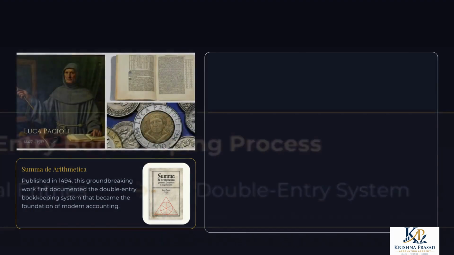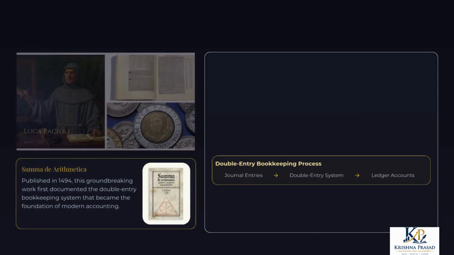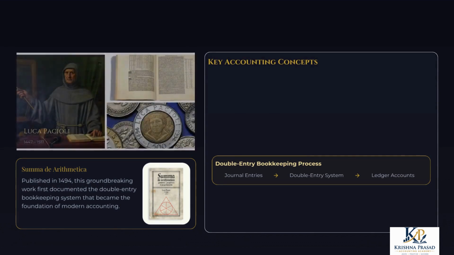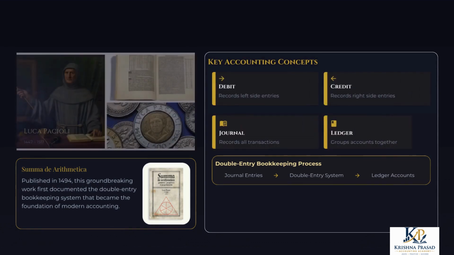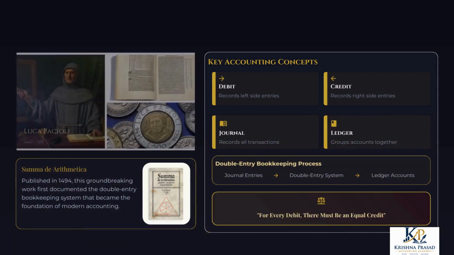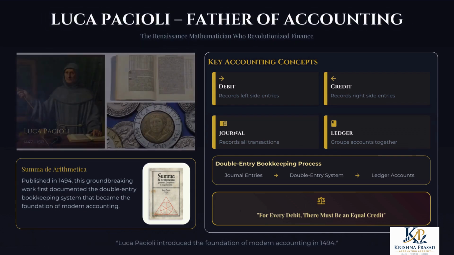One of the most important personalities in accounting history is Luca Pacioli. In 1494, he published a book called Summa de Arithmetica, Geometria, Proportioni et Proporzionalità. This book introduced the double-entry bookkeeping system. Luca Pacioli explained the concepts of debit, credit, journal, and ledger. He stated an important rule: for every debit, there must be an equal credit. Because of his contribution, Luca Pacioli is known as the father of accounting.